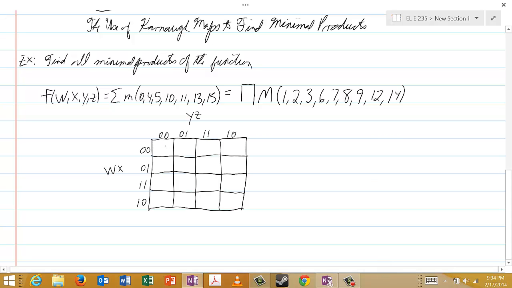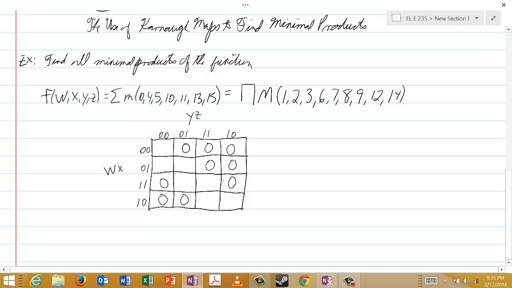So remember, this is cell 0. We don't have 0 in our list of max terms, so we skip that. We get a 0 here in cell 1. Skip over, this is 2, 3. We don't have cell 4. We don't have cell 5. We do have 6 and 7, 8, 9, but we don't have 10, we don't have 11, we do have 12, and we don't have 13, but we do have 14.